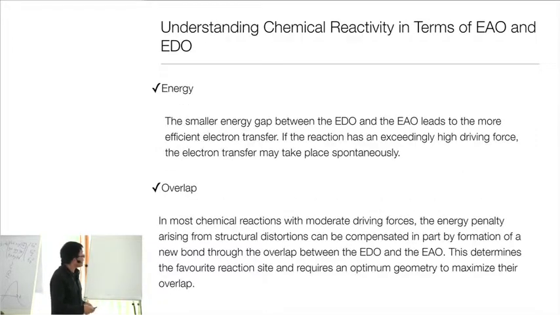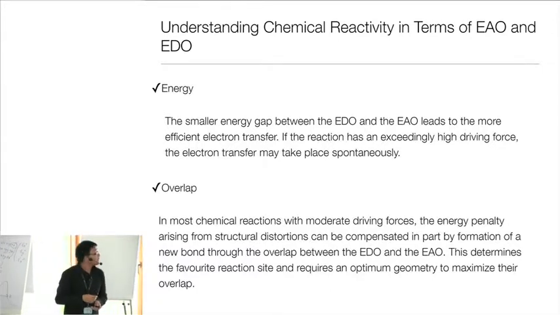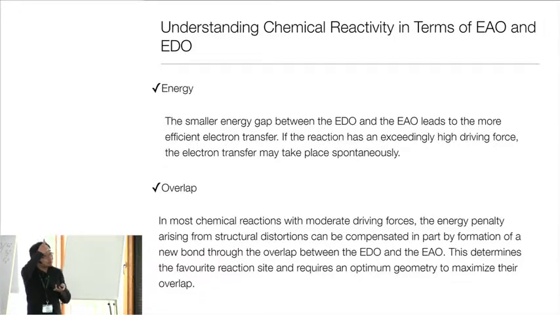Based on this thinking, we think there are two ways to modulate the reactivity. The most important thing that we found is that you change the energy gap between the electron donating orbital and the electron accepting orbital, because this is the transfer process. You make this gap as low as possible to speed up the reaction. Another key point is overlap. You want to make a bond to compensate the geometric changes in the reaction, and you want to make a large overlap. The frontier orbital theory also says the same thing.